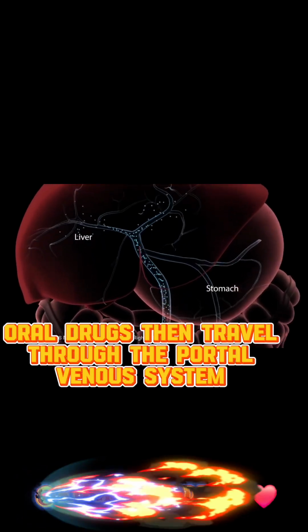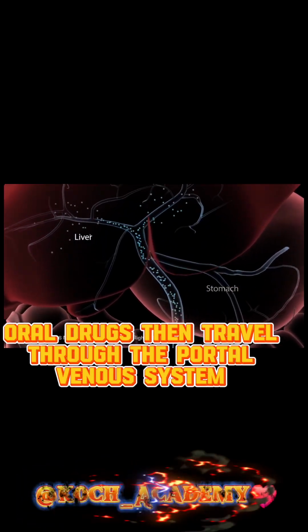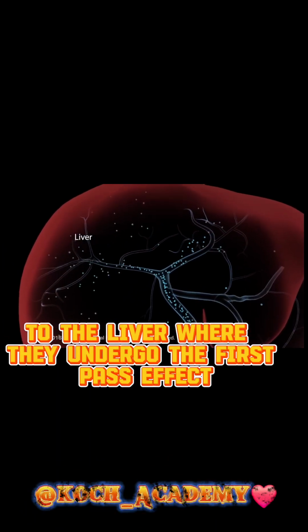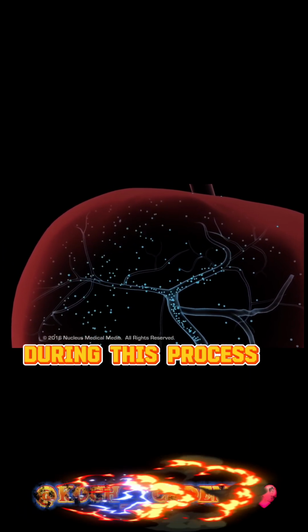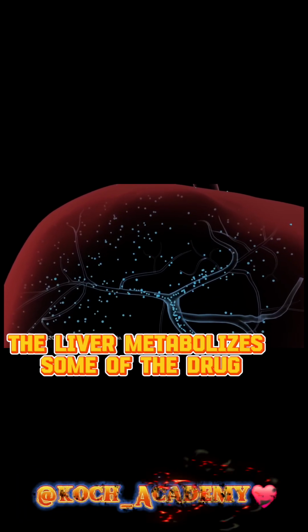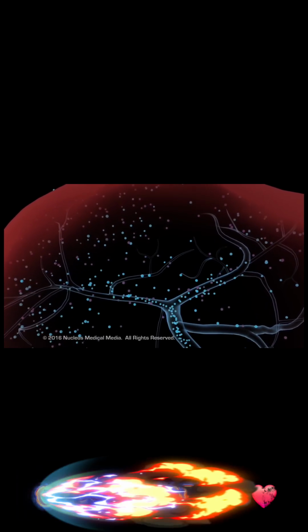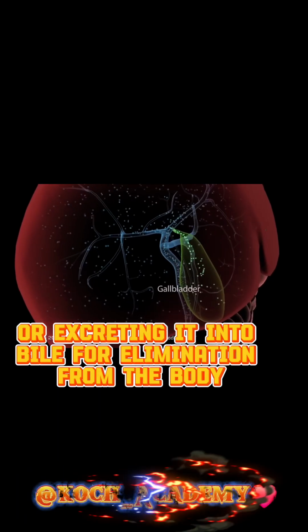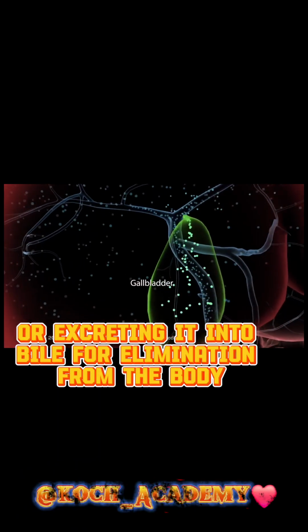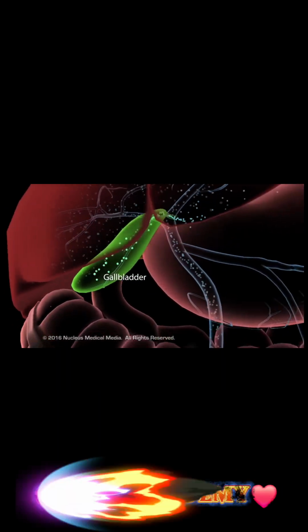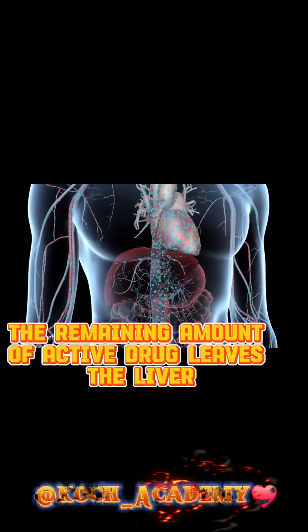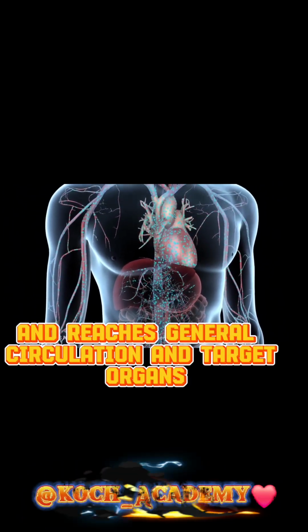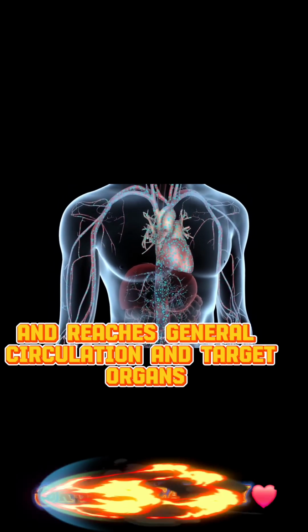Oral drugs then travel through the portal venous system to the liver, where they undergo the first pass effect. During this process, the liver metabolizes some of the drug, either inactivating it or excreting it into bile for elimination from the body. The remaining amount of active drug leaves the liver and reaches general circulation and target organs.